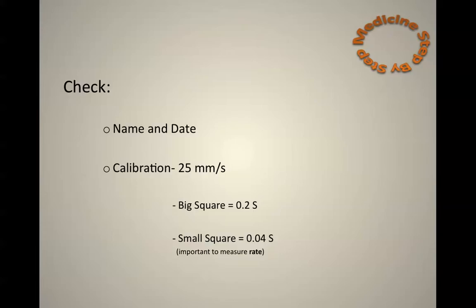Then, more specific to ECGs, check the calibration of the ECG, which will be printed on the tracing. This is the calibration which the ECG machine uses when printing the tracing. Normally, it is set at 25 mm per second, so that each big square represents 0.2 seconds. Each big square is made up of 5 smaller squares, and so each of these smaller squares represents 0.04 seconds. This is important to know when using the ECG to calculate the heart rate.